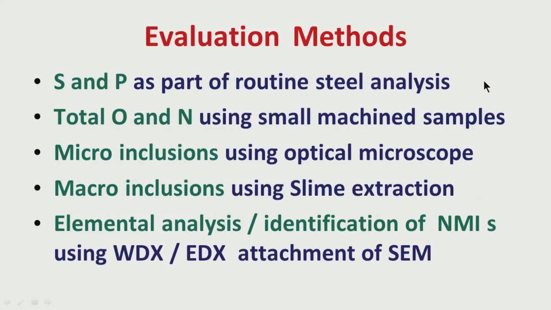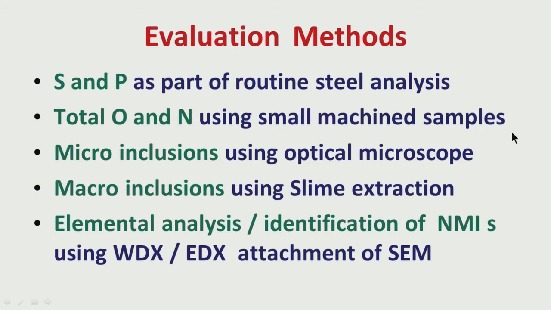So, as I was telling you, sulfur and phosphorus, which are two very important residuals in steel, we can get information about these two elements from routine steel analysis, which covers sulfur and phosphorus. Now, I have told you that total oxygen is a very important parameter, which normally we do not measure in routine steel analysis, but from the quality point of view, total oxygen should be measured, particularly for evaluating the oxide cleanliness of steel. So, how can it be done?